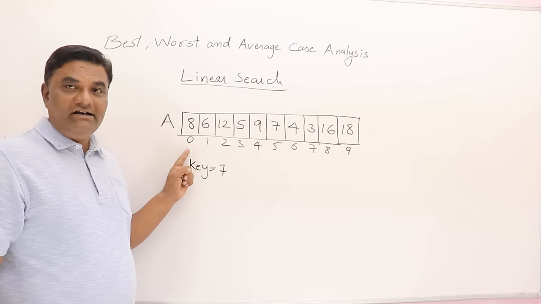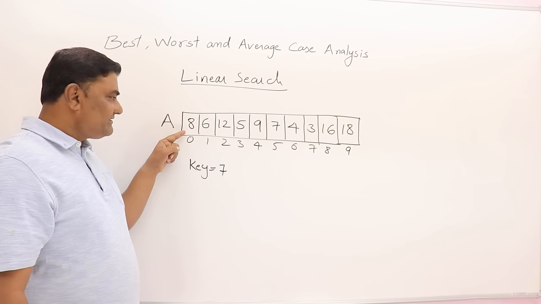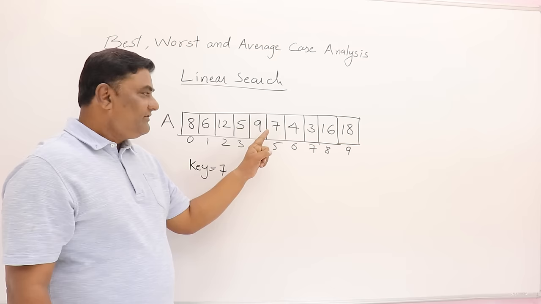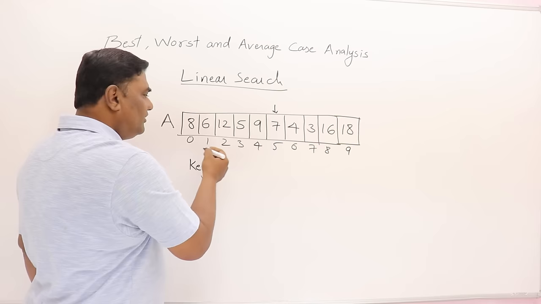So it will start checking whether this is 7, no. Go to the next element, is it 7, no. Is it 7, is it 7. It will go on checking all the elements until it finds the element. Yes, the element is found. So here is the element. In how many comparisons do we get the element? In 6 comparisons.